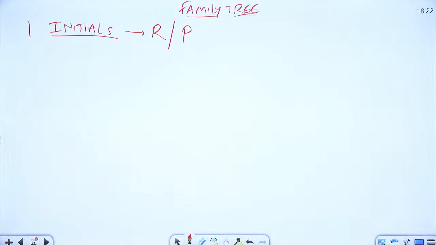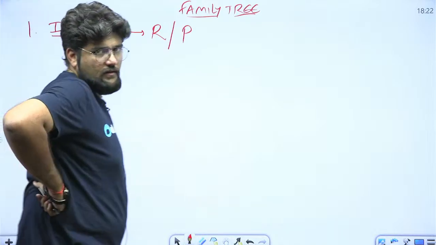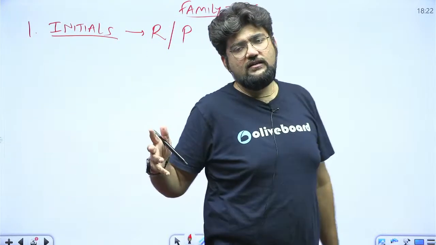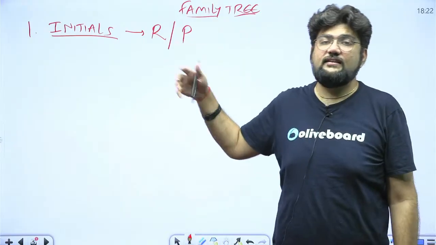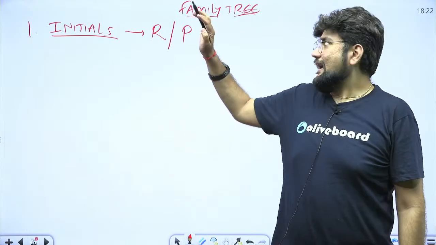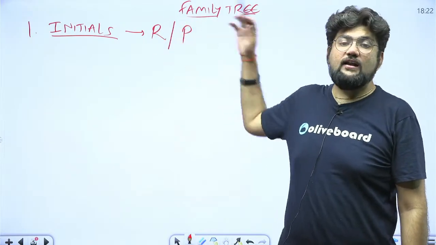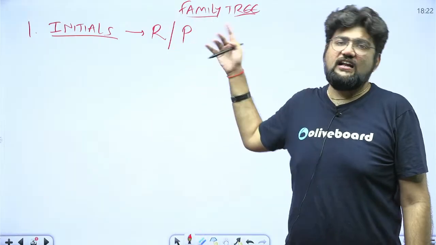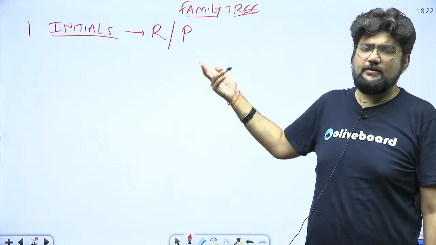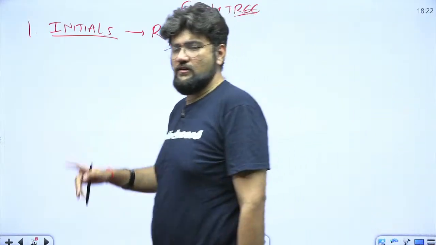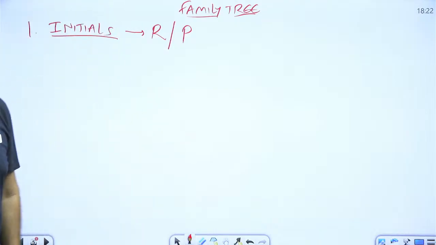Why? It saves time. As simple as that. Writing R is easier than writing RAHUL. And if I have in the question both Rahul and Rajesh, then I can write RA and RJ or RH and RJ. That depends. You can use another letter to differentiate. Cool. So, writing initials is always easy.